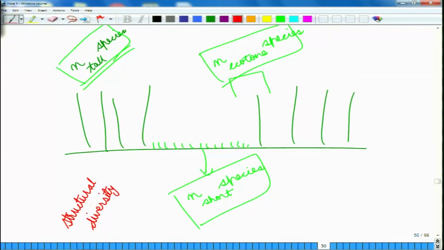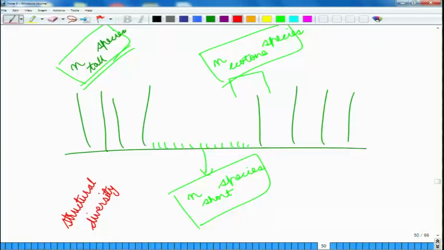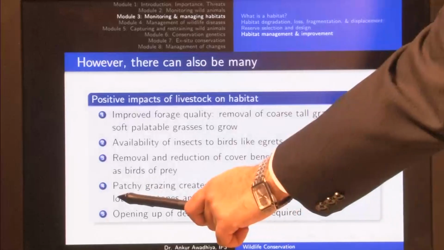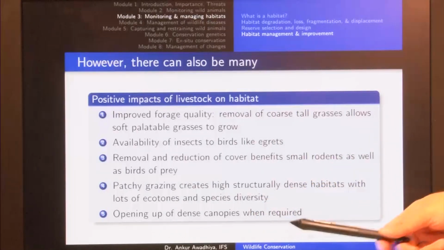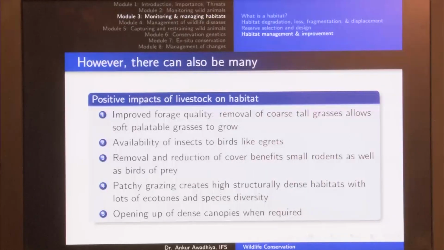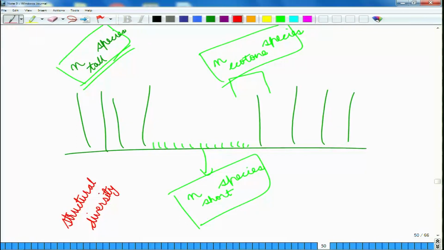Now, structural diversity because we have changed the structure of the ecosystem. In place of only tall grasses, now we have short grasses and we have patches where we have tall grasses and short grasses together. So patchy grazing, the term to note here is patchy grazing. Any sort of grazing would not create a structurally dense habitat, but patchy grazing, if we are using it as a management tool, also leads to opening up of dense canopies when required. Essentially you are removing tall plants from certain areas just because of your patchy grazing.